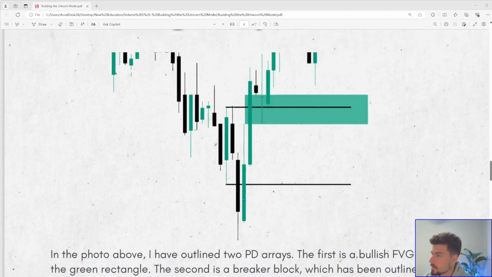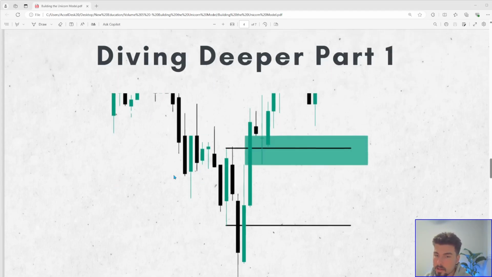So what I've done in this photo above is outline a few different PD arrays. Obviously this green box, from this candle's high to this candle's low, represents a bullish fair value gap, or buy side imbalance, sell side inefficiency. The second thing I've outlined here is a green candle. I've included the wicks, and that whole candle there is a breaker block.